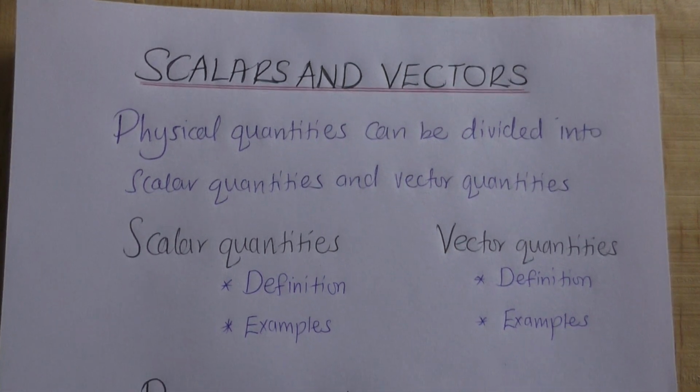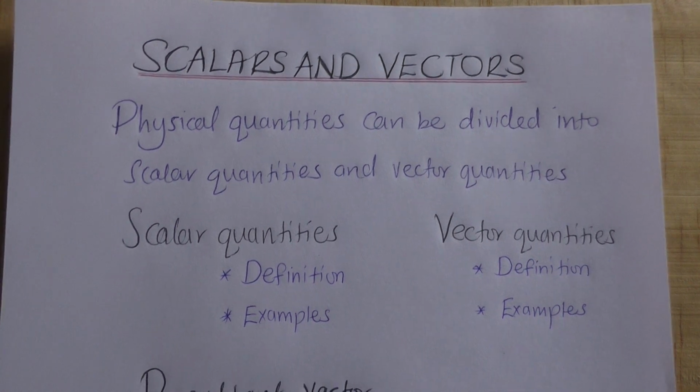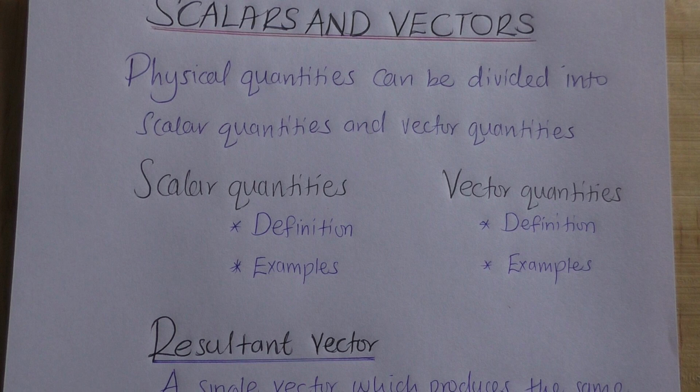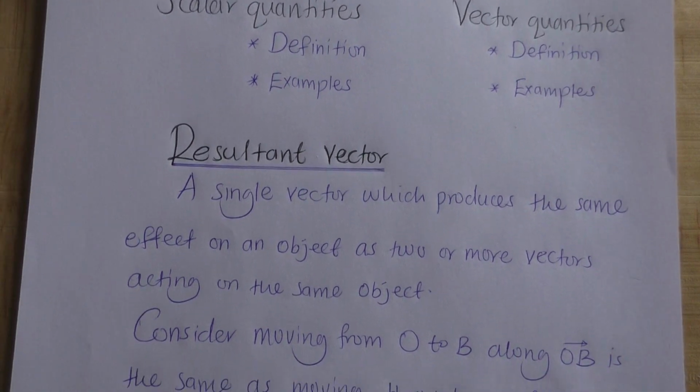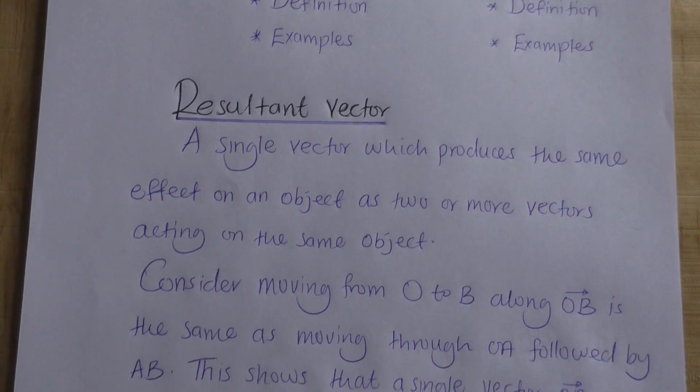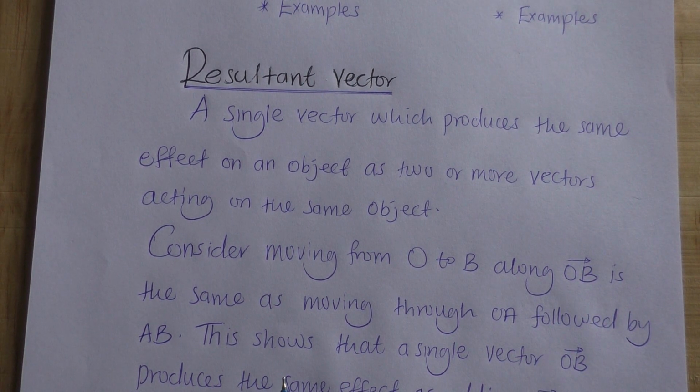Now, after looking at the two categories, we also have what we call the resultant vector. A resultant vector is defined as the single vector which produces the same effect on an object as two or more vectors acting on the same object.